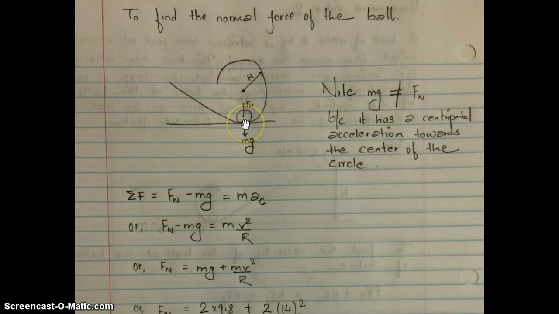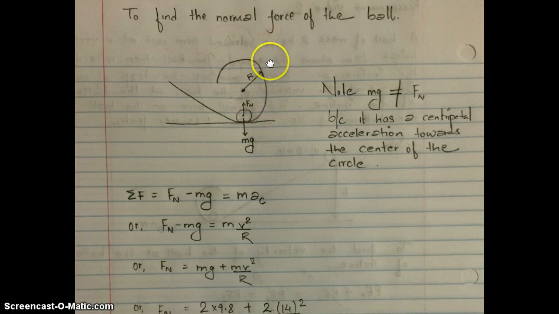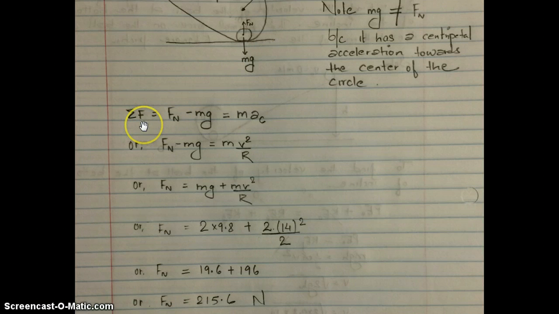The way to understand this is that a split second later, when the ball is right there, it moves upward. It's now in a circular path and has centripetal acceleration that is pointing towards the center of the circle. We sum the forces, which is going to be the normal force minus mg, acting in the negative direction, is equal to mass times acceleration. Now this acceleration is the centripetal acceleration. Now we know centripetal acceleration is equal to v squared over r.